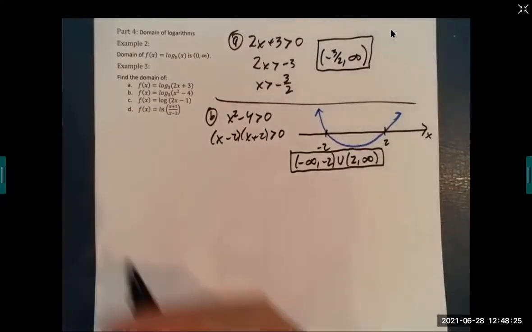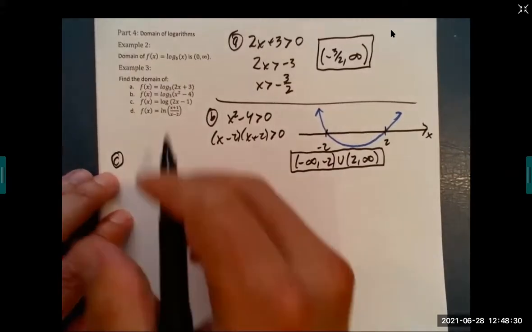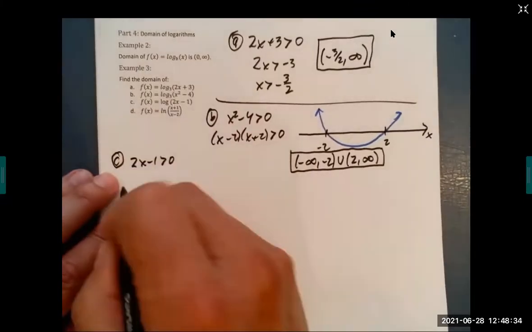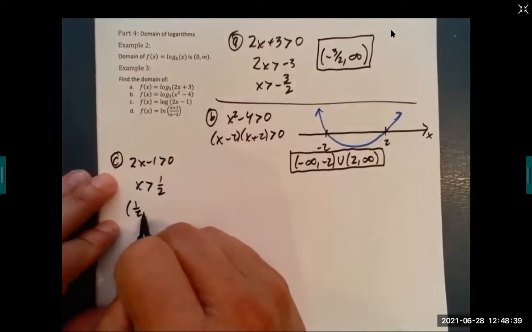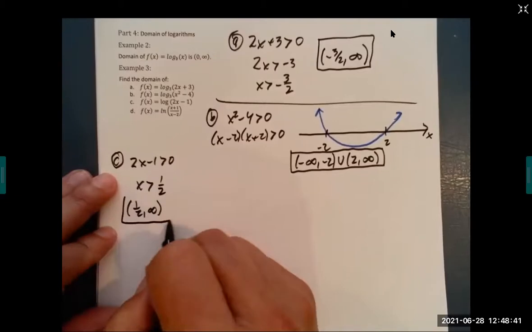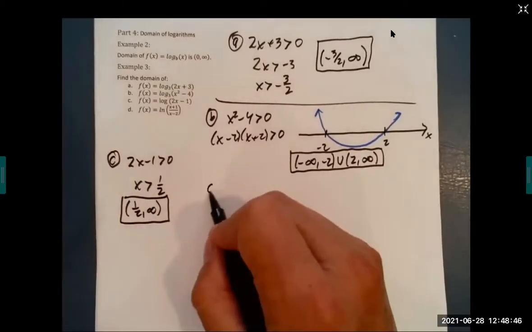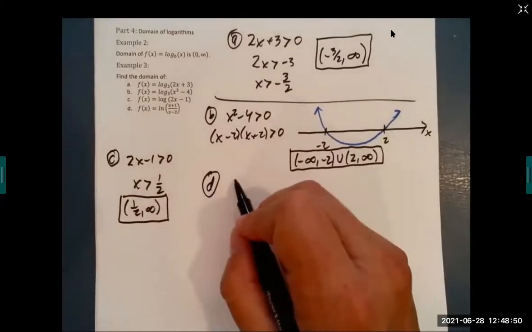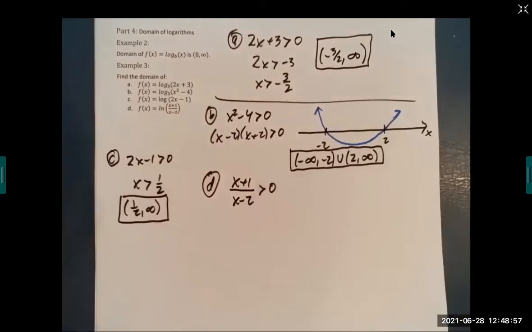All right, let's see. And notice it doesn't matter what the base is. So for this one, 2x minus 1 has to be bigger than 0. So x has to be bigger than 1/2. No problem. However, part D is a little more work. This means that x plus 1 over x minus 2 has to strictly be larger than 0. We know 2 is not in the domain.